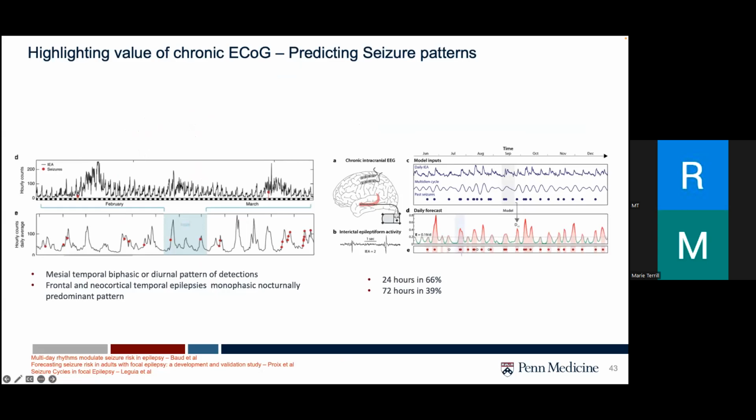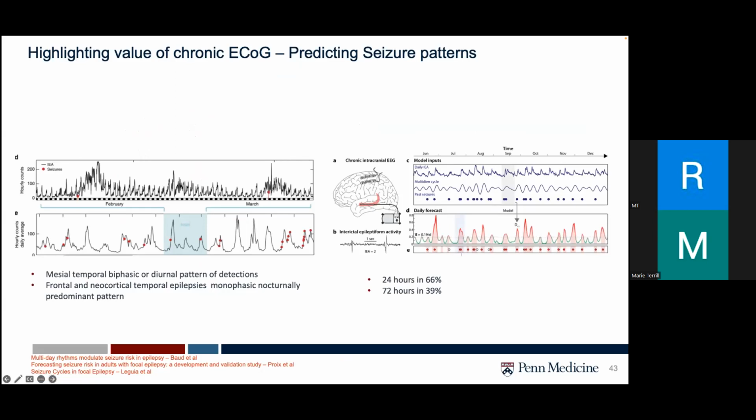There's also studies that looked at circadian and, I can never say the word, multi-day influences, which play a significant role in seizures and epileptiform discharges. Again, recognizing these patterns is valuable for estimating your probability over time and optimizing your treatment strategies.